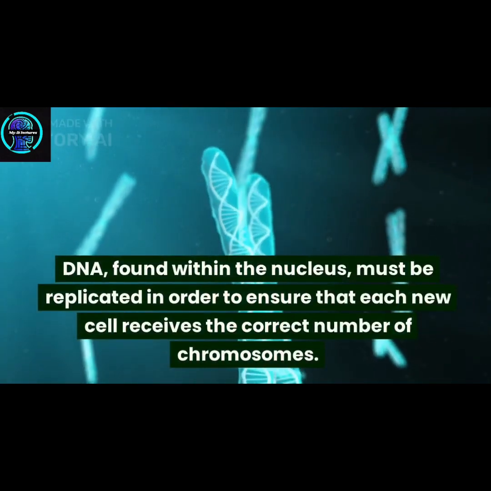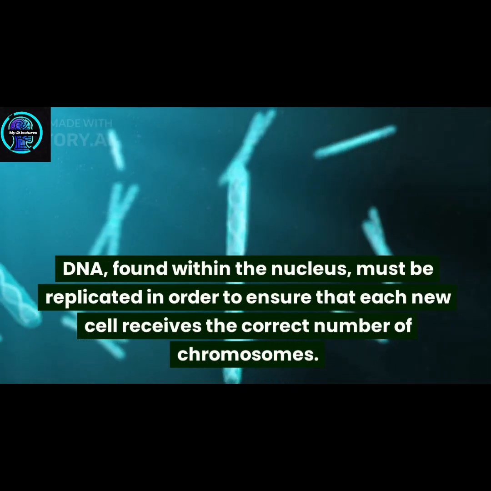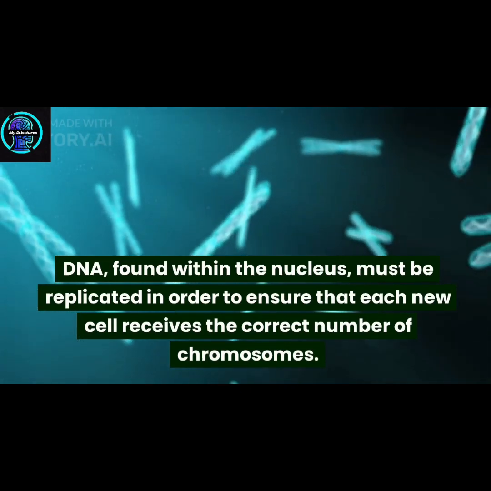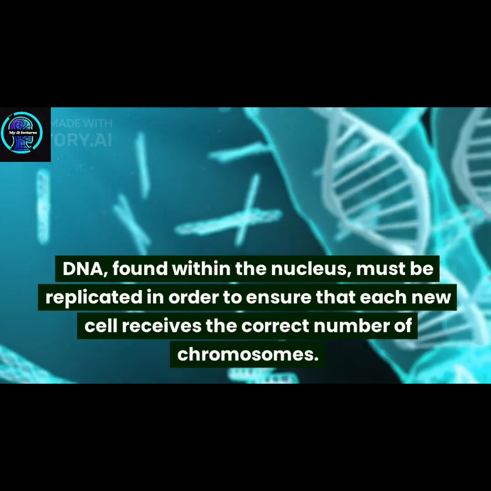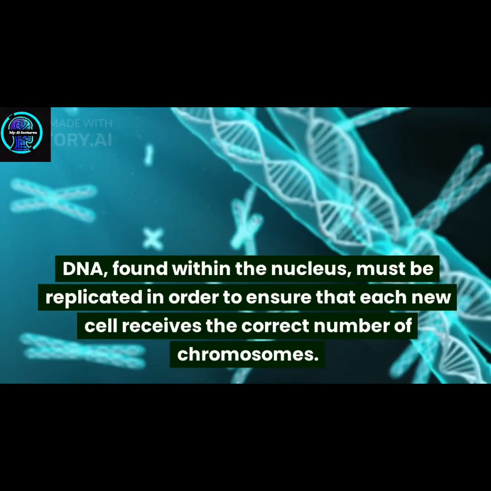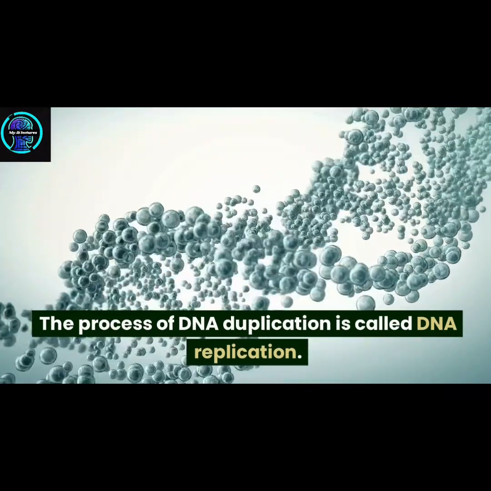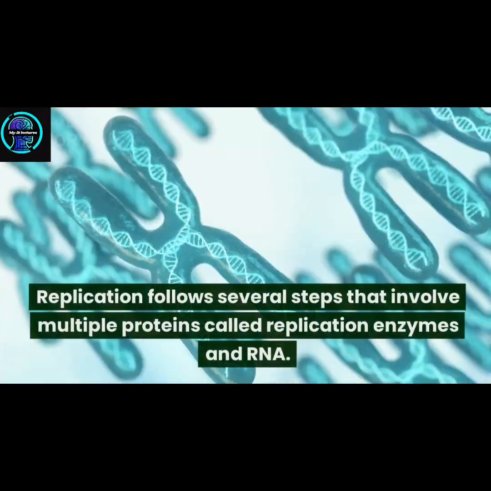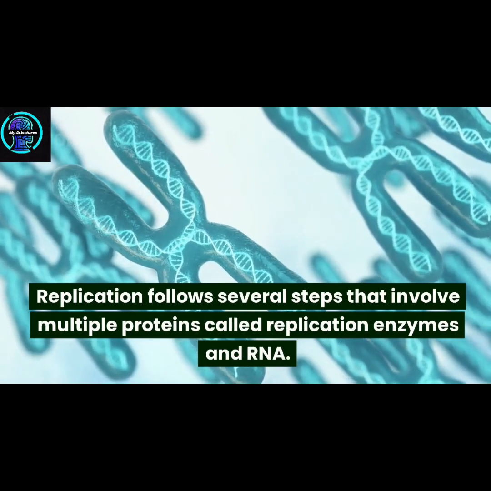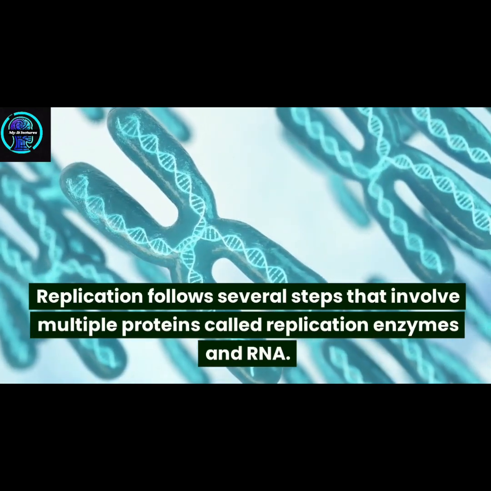DNA, found within the nucleus, must be replicated in order to ensure that each new cell receives the correct number of chromosomes. The process of DNA duplication is called DNA replication. Replication follows several steps that involve multiple proteins called replication enzymes and RNA.